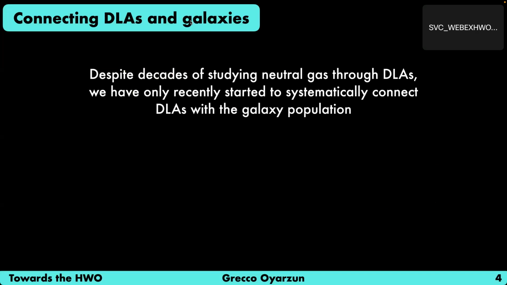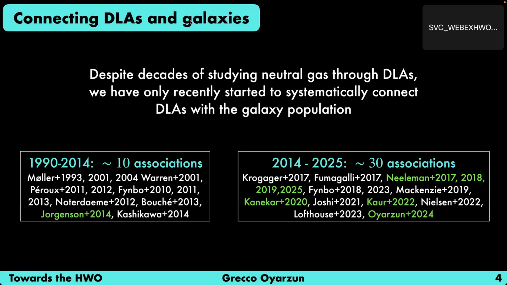So what I've talked about so far is basically illustrating how DLAs are extremely useful to understand cosmic neutral gas. But the reality is that we haven't been able to systematically connect DLAs with the population of galaxies detected in emission. As an example, I'm showing here the number of associations between DLAs and galaxies established between 1990 and 2014. And you can see that despite the number of efforts, very few associations were established.